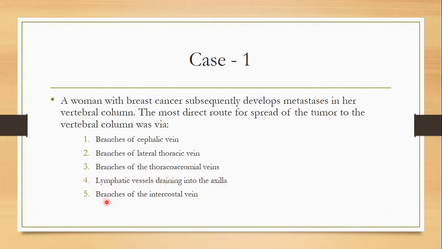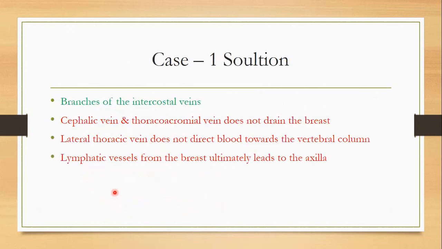Now, finally, we have the branches of the intercostal veins. Now, remember, if you would have studied the back chapter when discussing the vertebral bones, you should remember that the vertebral bones are supplied by the intercostal veins and the intercostal arteries. And these intercostal veins and arteries also supply the anterior chest wall and breast in women. So, branches of the intercostal vein would be the most appropriate answer. Yes, so branches of the intercostal vein.